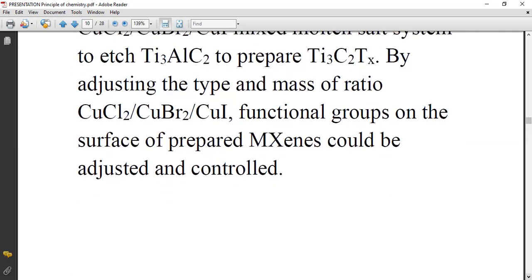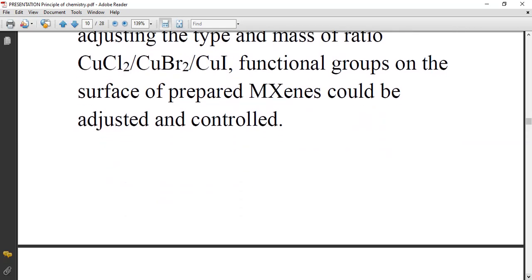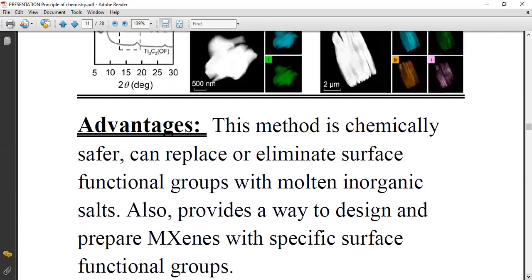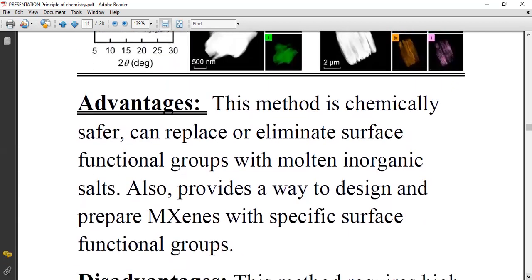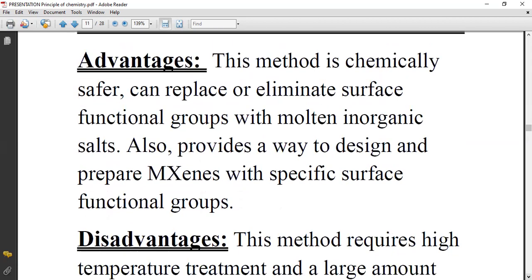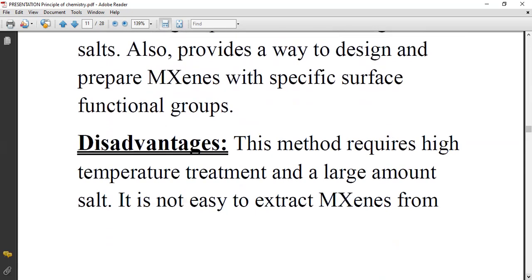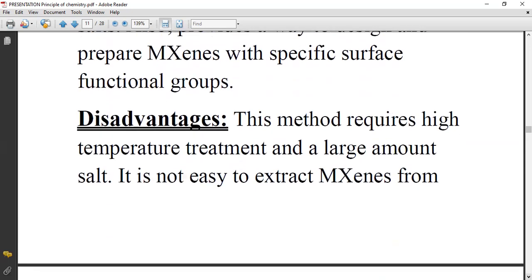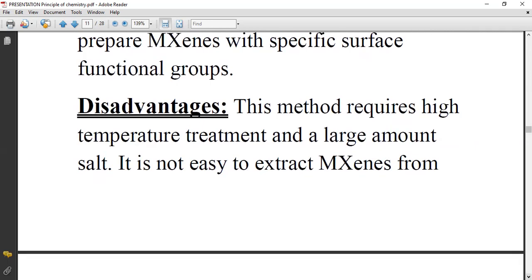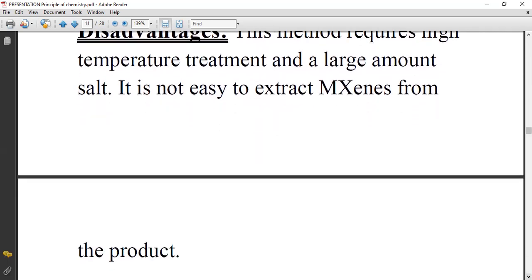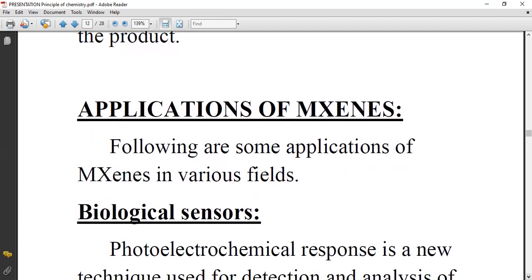By adjusting the type and mass ratio, the functional groups on the surface of the prepared MXene could be adjusted and controlled. An advantage of this method is that it is chemically safer and can replace or eliminate surface functional groups with molten inorganic salt. It also provides a way to design and prepare MXene with specific surface functional groups. A disadvantage is that the method requires high temperature treatment with a large amount of salt. It is not easy to extract MXene from the product.